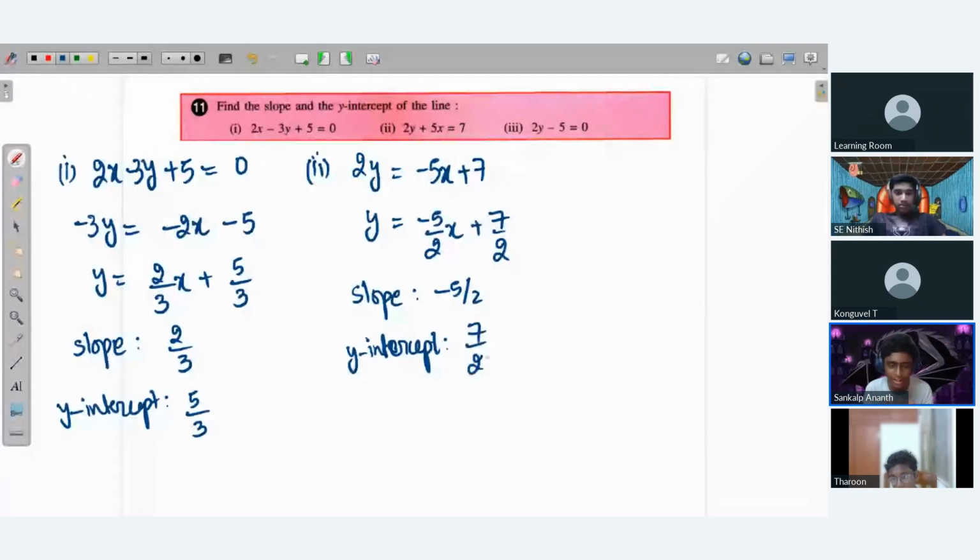Sir, I didn't know it always had to be x plus y. That's why I put y plus x. My bad. So the y-intercept is 7 by 2. The third is going to be like this.